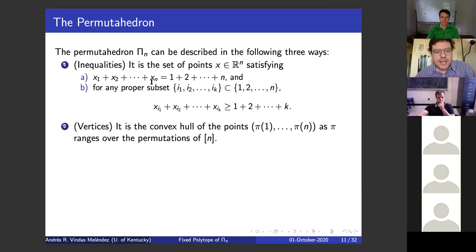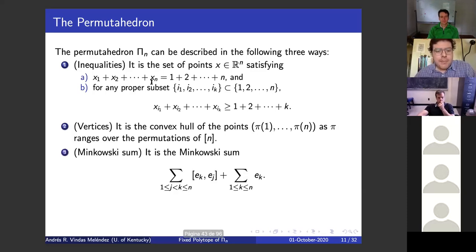Again, I mentioned already the vertices, but here what I really want to focus on, and what we're going to use later on, is this Minkowski sum description. It turns out that the permutahedron is the Minkowski sum of line segments, E_k minus E_j, where you're taking j and k to be between 1 and n, okay?